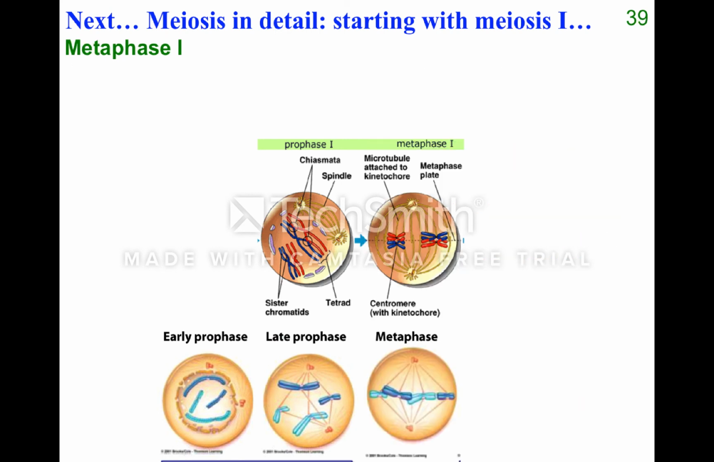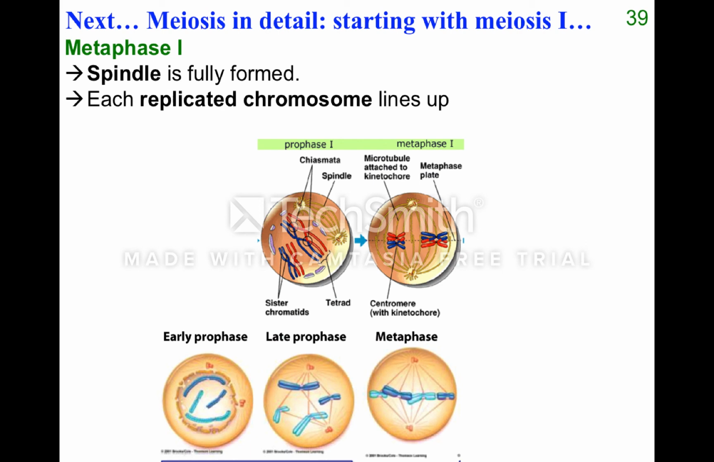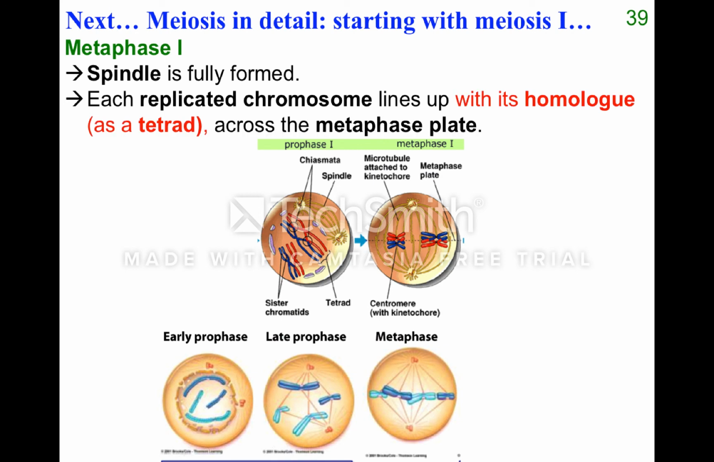Okay, so in metaphase 1, you can see the spindle better. You can see the differences between mitosis and meiosis 1 better. So in my metaphase 1, when the spindle's fully formed and everything's lined up properly, notice that in meiosis 1, the chromosomes are lined up such that the tetrad is stuck together with one spindle fiber on this side, one on the other, instead of all four lined up individually. So each chromosome lines up with its homolog across the metaphase plate.